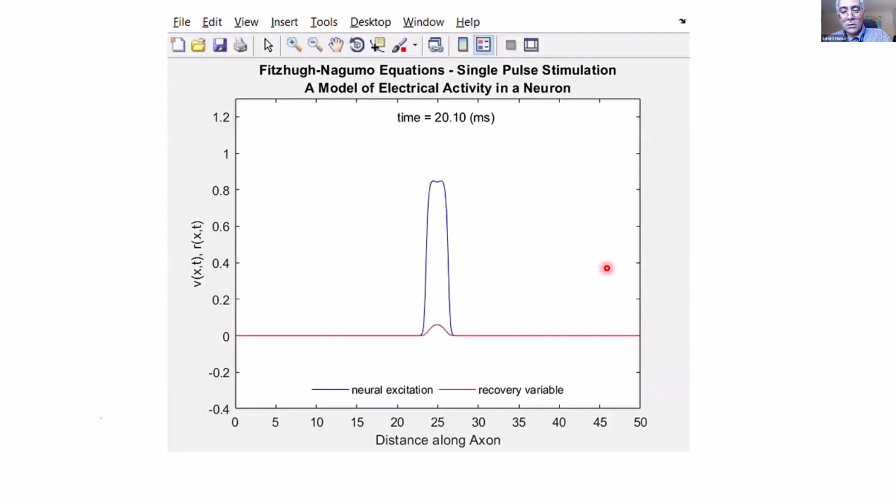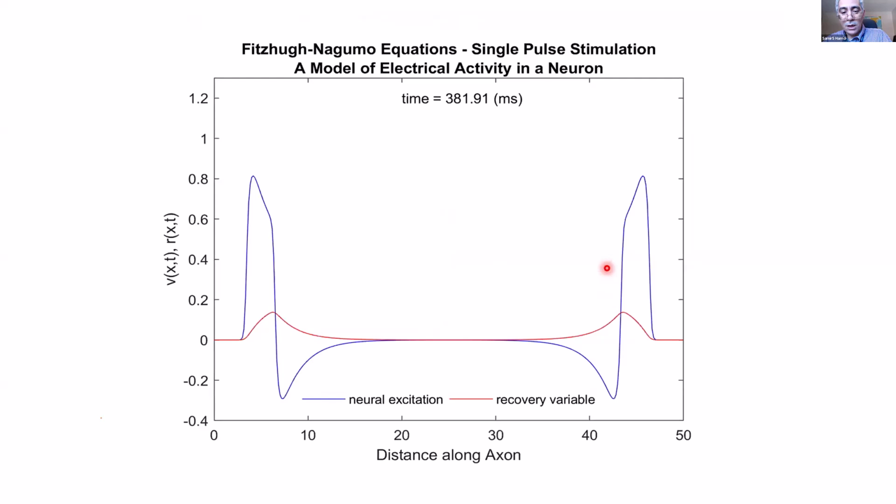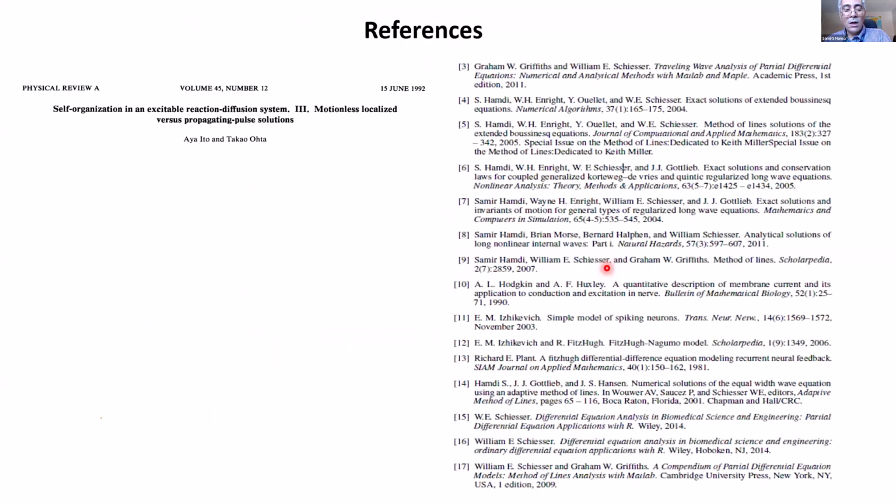As a conclusion, we also reproduced most of the results in this very important paper by Aito and Ohta, the two Japanese researchers, in 1992. We were able to prove and derive all of the results in this 1992 paper using Maple.